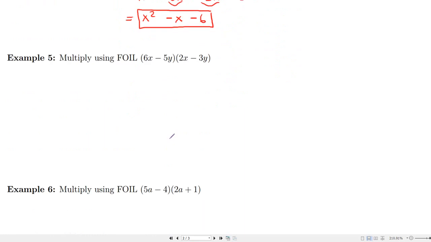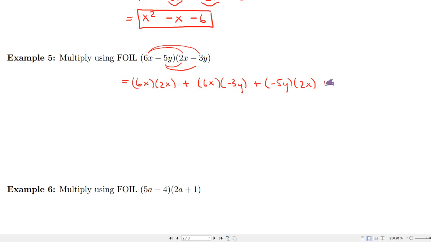Doing the same thing for a little bit more complex term, look at this. So first would be 6x times 2x. Then the outside terms would be 6x times minus 3y. The inside would be -5y times 2x. And then the last would be minus 5y times minus 3y. So you could skip writing all these multiplications out and you could immediately just determine what they are, but let's simplify these.